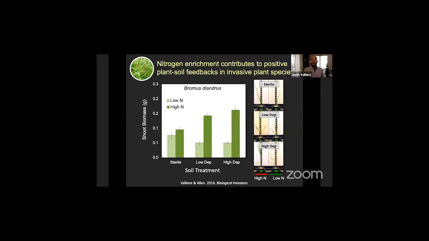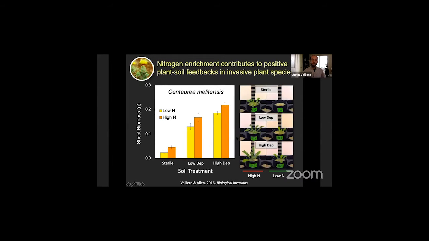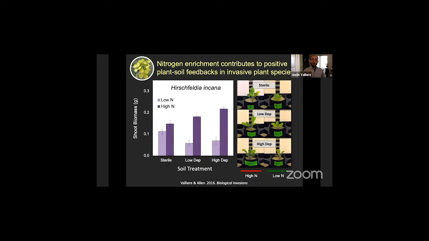And we did a similar experiment where we grew 3 invasive species in low deposition, high deposition, and then sterile soil as well. And in all 3 species, we found that the greatest growth occurred in the high deposition inoculum and under high nitrogen availability. So same thing for Centaurea, and same thing for Hirschfeldia, which is an invasive mustard. So it does seem like the changes to plant-soil feedbacks favor invasive annuals over native species.